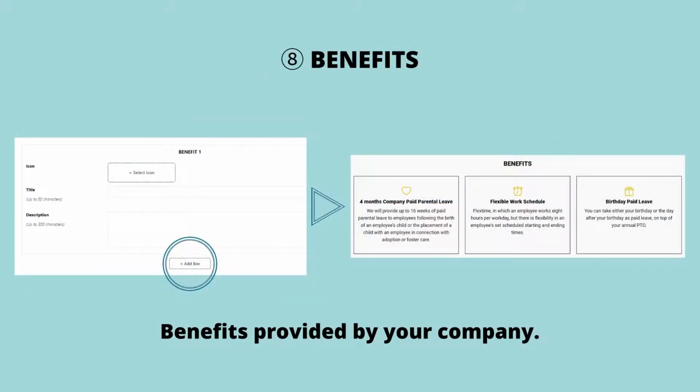Step 8. Benefits. Choose an icon and add the title and the description of benefits that your company provides. You do not need to list all the benefits provided, but we recommend to list those that are most appealing to applicants. If you would like to list more than 2 benefits, click on Add Box.